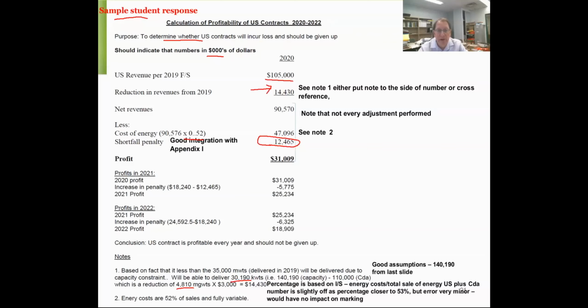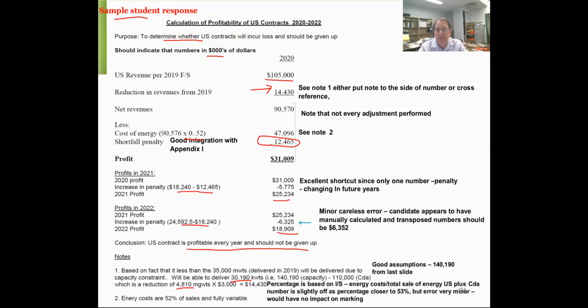Now, there's integration. And look at my shortcut. People, I did exactly the same thing I did this morning. The only difference in year 2 and year 3 is the penalty. And you've already done the penalty on the previous slide. Just bump it up. So that's going to reduce profits more because my penalty is increasing. My penalty is going up from 12 to 18, from 18 to 24. So my revenue is going down 31 to 25. But it's still profitable. So look at my conclusion. I'm not giving up that. Why would I give it up? And again, I made a little transposition error here. Okay, fine.